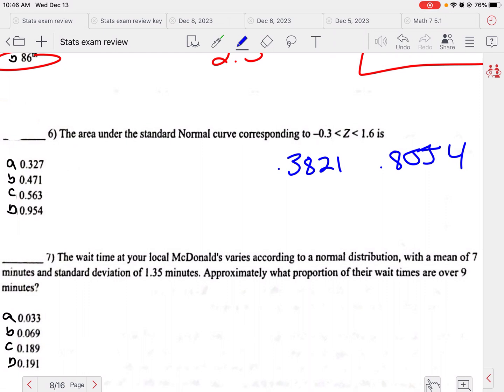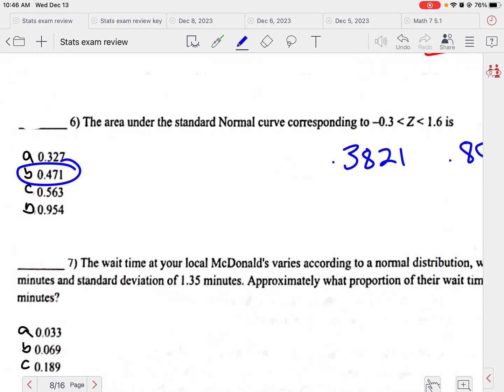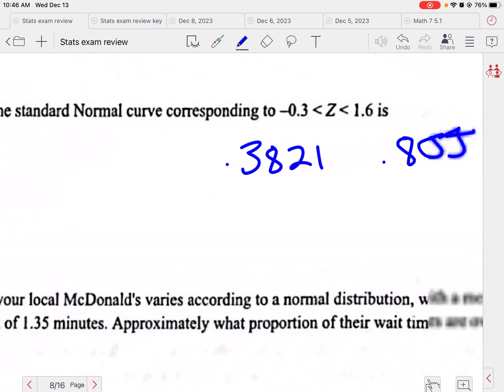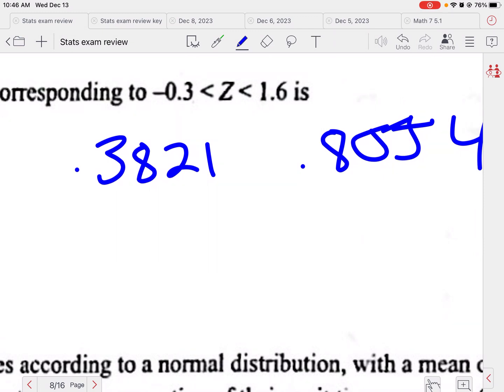Which is about 47.33. Again, there's a slight variation depending on how much you're rounding by. Oh, and I looked at the wrong one. 0.16 is 9. I'm sorry, guys. I looked at 0.06. No wonder we got a funky answer.